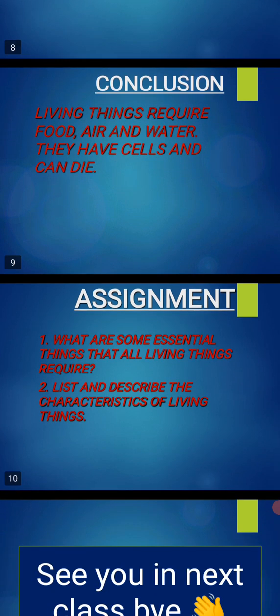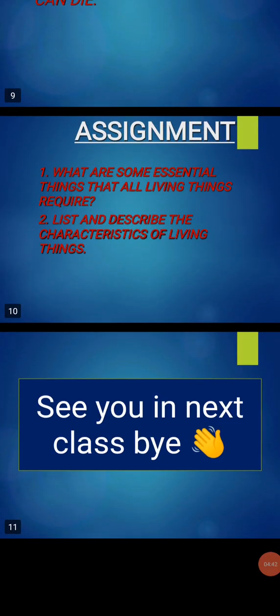Now, your assignments. Number one, what are some essential things that all living things require? I've taught you, that is, what and what do living things need to survive? Two, list and describe the characteristics of living things. That is, what are the things that living things can do? I've also taught you that. And also, in our next class, I'll be teaching you non-living things.